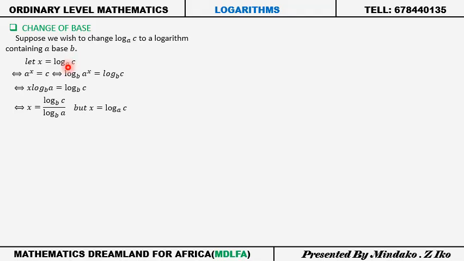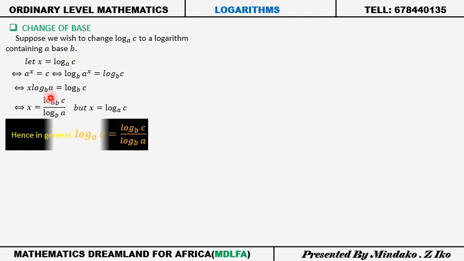Okay, and therefore, hence in general, the log of c to the base a is equal to log of c to the base b divided by log of a to the base b, since b is the required base. Okay, so that is it.